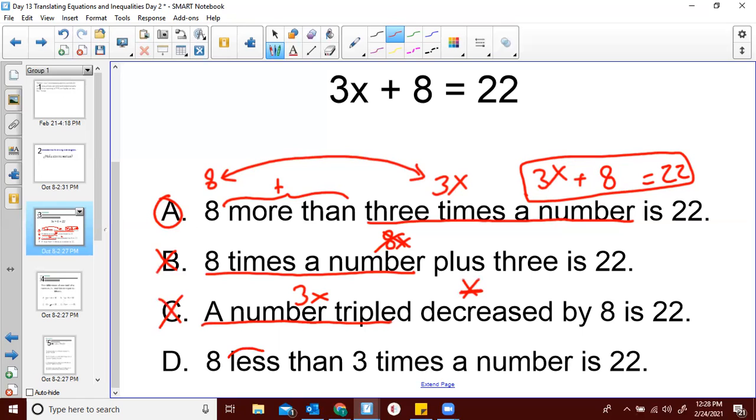8 less than 3 times the number. Again, turnaround phrase. So we have 8, it's going to be minus because it's less than. 3 times the number is going to be 3x equals 22. Well, again, if we were doing a turnaround phrase, we would want to flip these two values. But since we have this minus here, we know that we're looking for a plus. D's out.